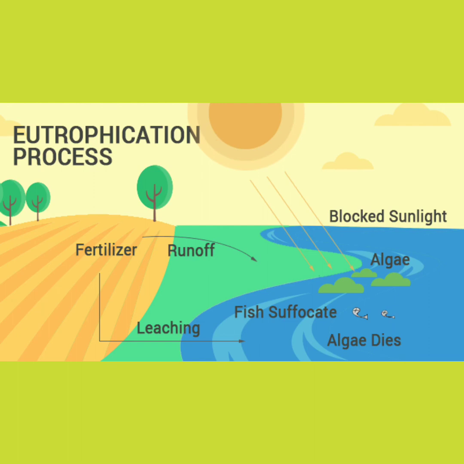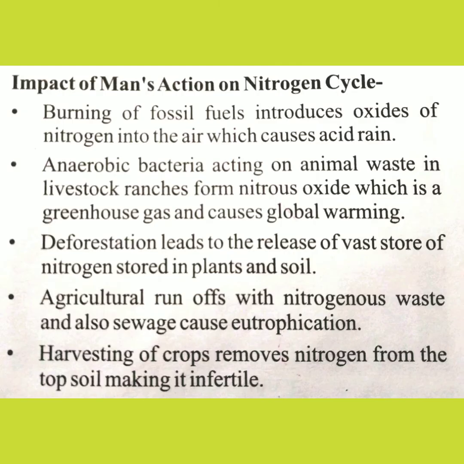As we know, in agricultural fields, different fertilizers are used by the farmers. So when these chemicals run off and mix with the water body, it gets excessively rich with nutrients, which leads to dense growth of plant life over the water, such as algae. Some algae even produce toxin, which not only affects the aquatic life, means the fishes present in that water, but is harmful to higher forms of life as well. And the last one is harvesting of crops, which removes nitrogen from the topsoil and makes it infertile.